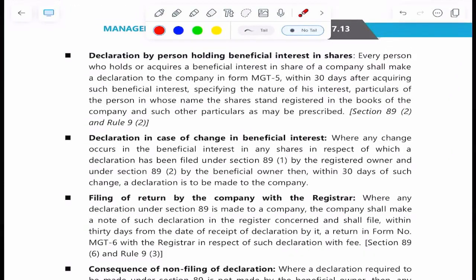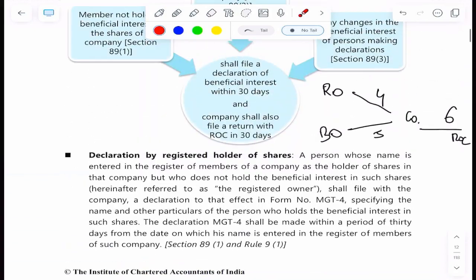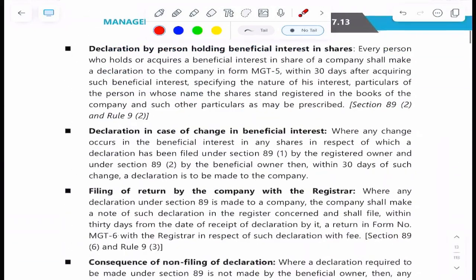Declaration by person holding beneficial interest in shares. Every person who holds or acquires a beneficial interest in shares of a company shall make a declaration to the company in form MGT5 within 30 days after acquiring such beneficial interest. ये 30. Specifying the nature of interest, particulars of the person in whose name the shares stand registered in the books of the company and such other particulars as may be prescribed, Section 89(2) and Rule 9(2).